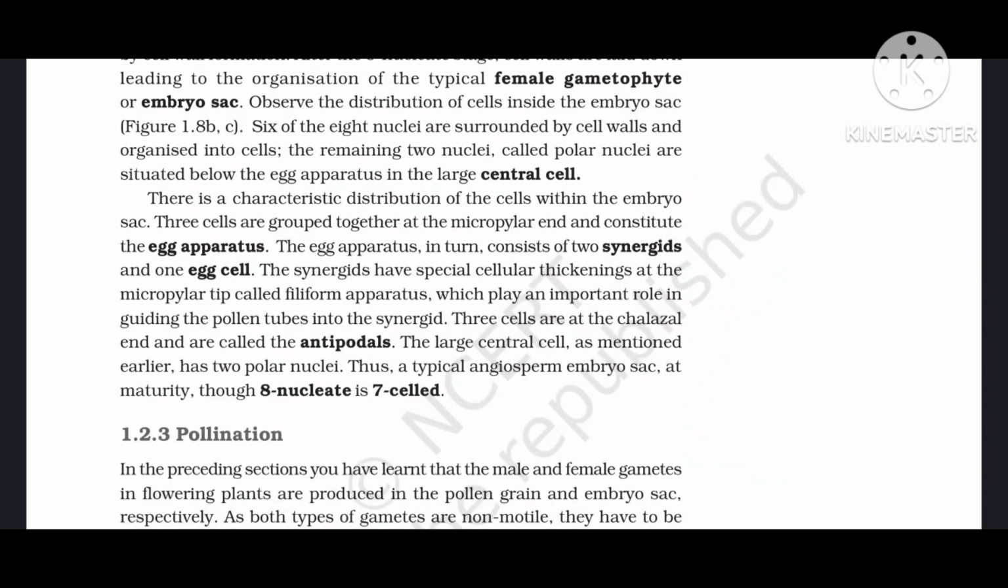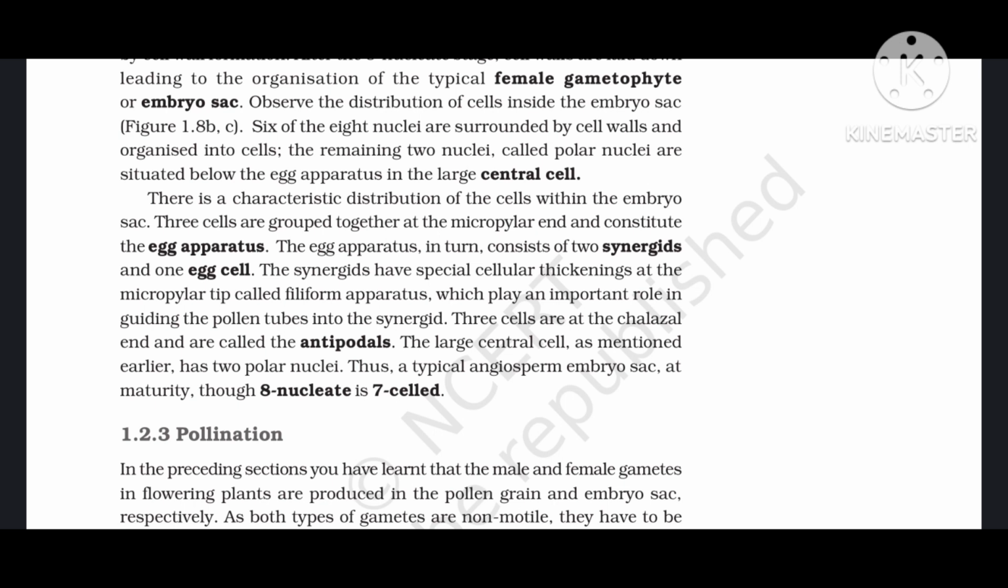1.2.3 Pollination. In the preceding section, you have learned that the male and female gametes in flowering plants are produced in the pollen grain and embryo sac respectively. As both types of gametes are non-motile, they have to be brought together for fertilization to occur. How is this achieved? Pollination is the mechanism to achieve this objective.